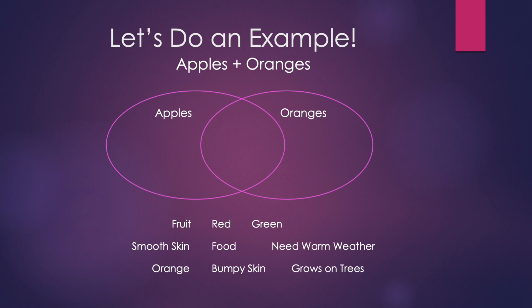Below our graphic organizer, we have a list of words that we are going to use to compare and contrast apples and oranges. I'm going to go over those words. I'll read the first row. Those words are fruit, red, and green. The second row, the words are smooth skin, food, and need warm weather. And in our last row, the words are orange, bumpy skin, and grows on trees.